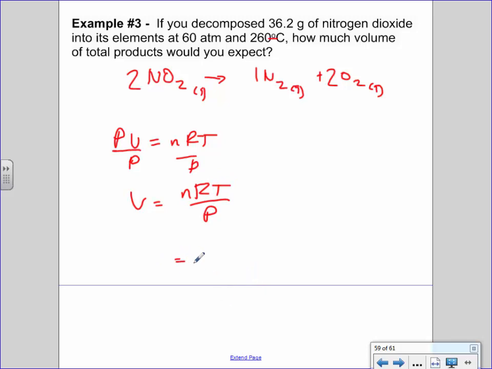Okay, let's plug in what we know. I don't know moles yet, but I'm going to do that in a second. I do know R. R is 8.31 kilopascal liter over mole kelvins. Temperature is 260 Celsius, so that's 533 Kelvin.